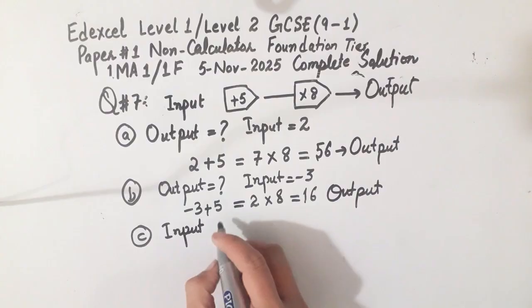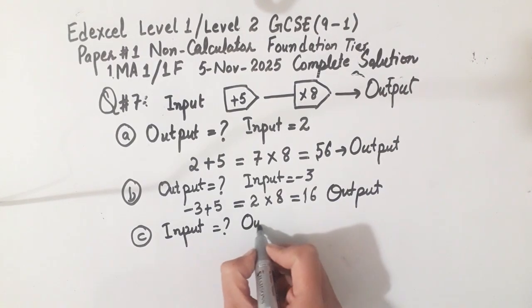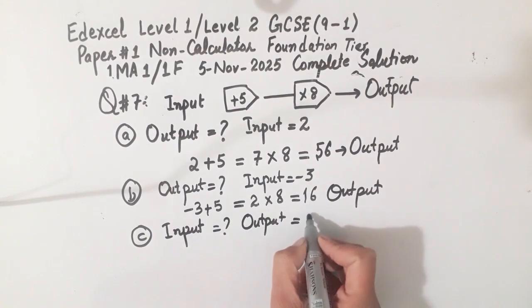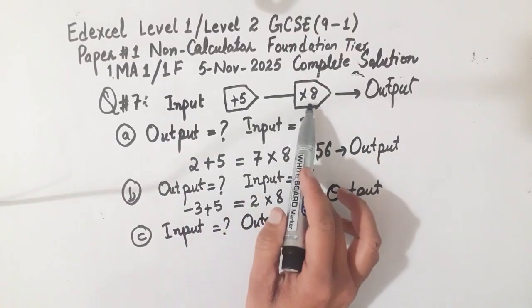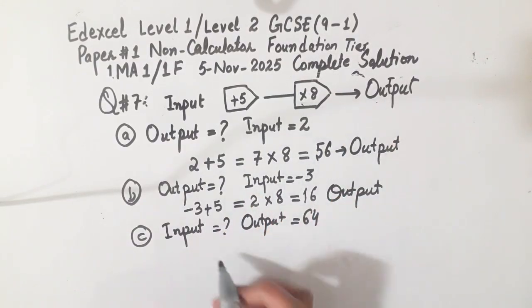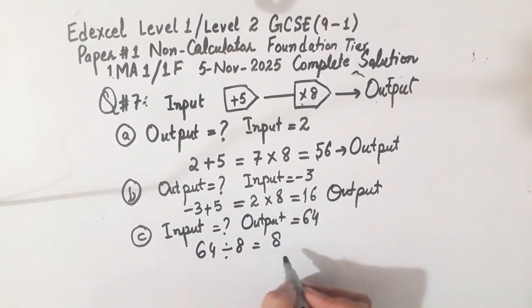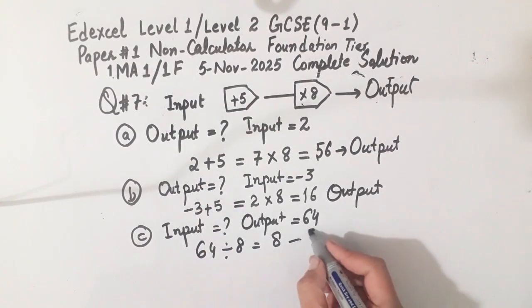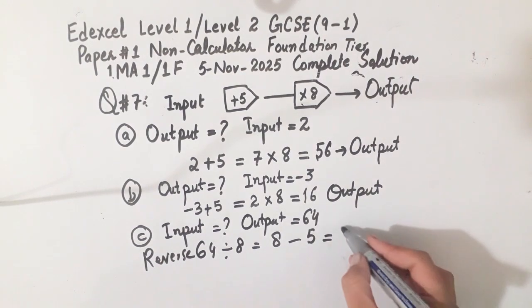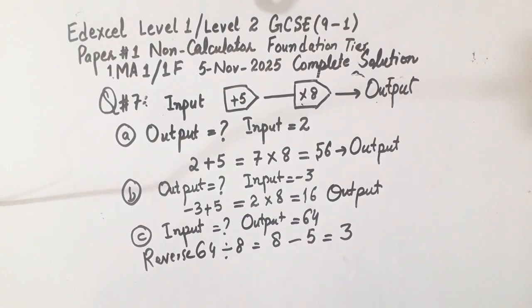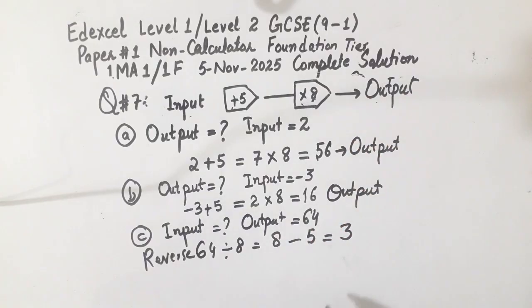Now in the C part he said find the input when you get output equals 64. So we will reverse the operations. This is multiply, output is 64. 64 is divided by 8, that gives 8. Then this is added, so this will also reverse. 8 minus 5, that will be 3. So you can see if we take 3 plus 5, 8, 8 into 8 will be 64.